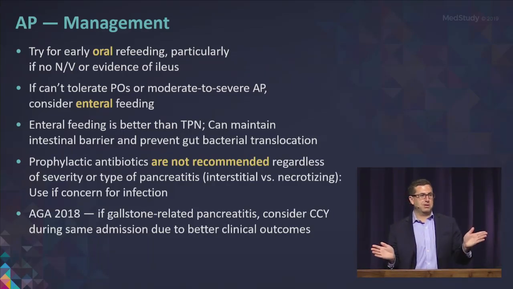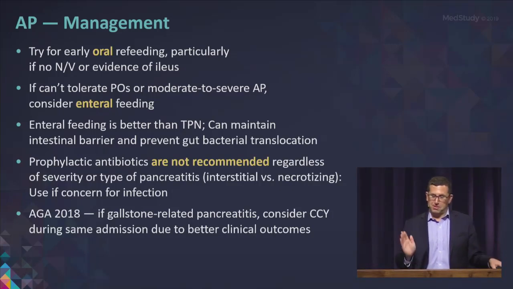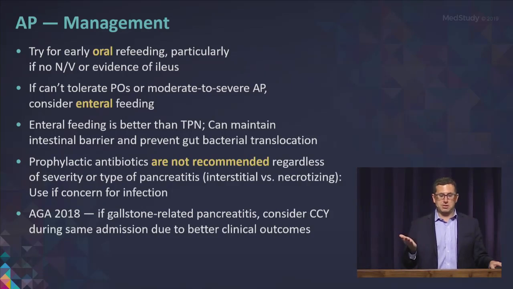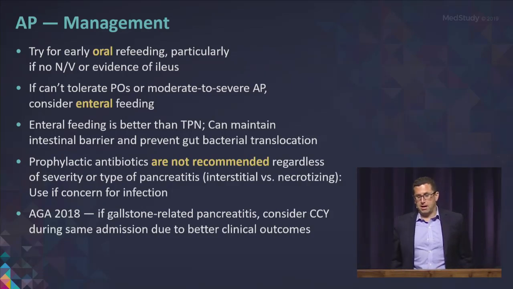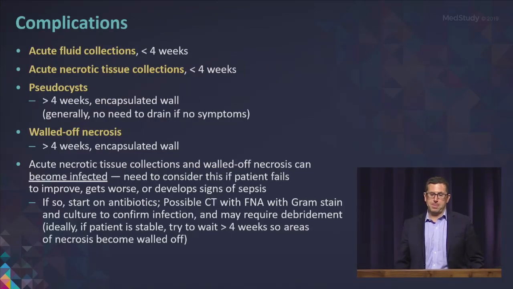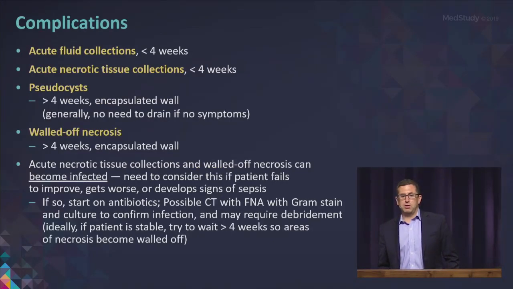There are lots of key points in acute pancreatitis, lots of testable things. So prophylactic antibiotics are not recommended regardless of the severity or type of pancreatitis, even if it's necrotizing, right? You don't want to just throw antibiotics at people. You want to use them on demand if you're concerned, if the patient is deteriorating. And according to the AGA, if there's gallstone-related pancreatitis, you want to consider a cholecystectomy during the same admission due to better clinical outcomes, because sometimes you could send a patient home without a cholecystectomy and they could come back with the same thing.